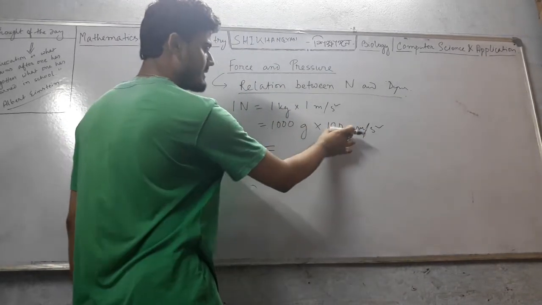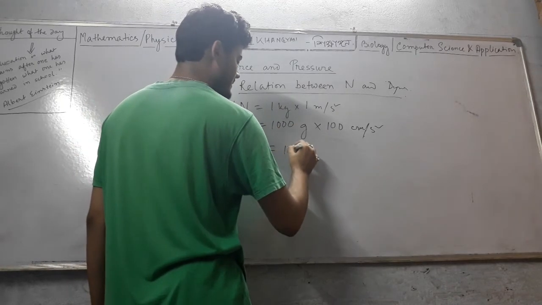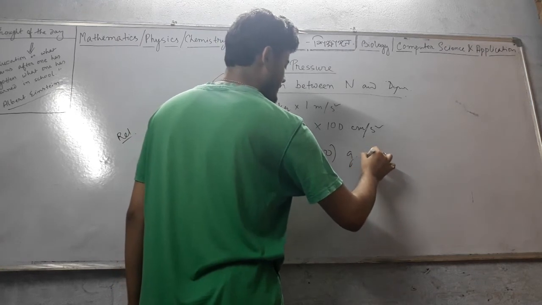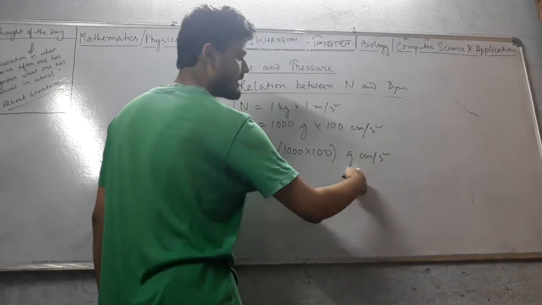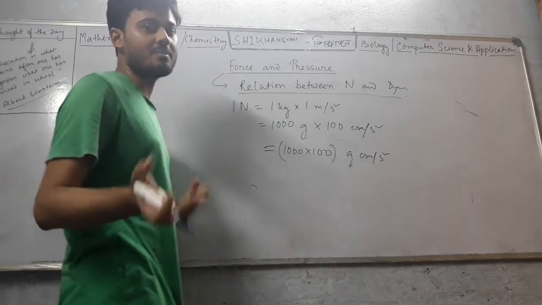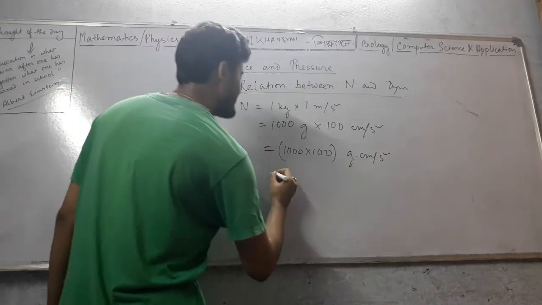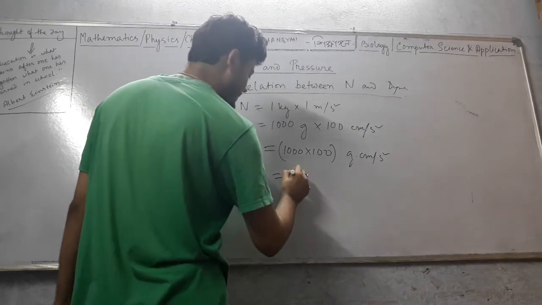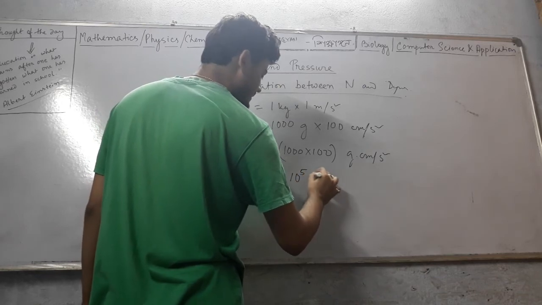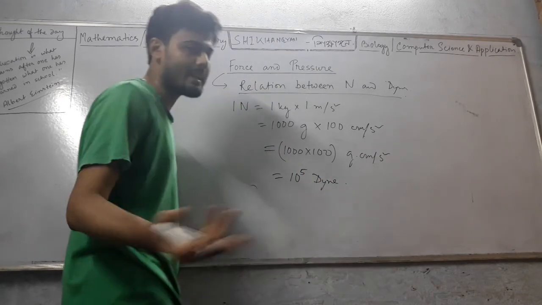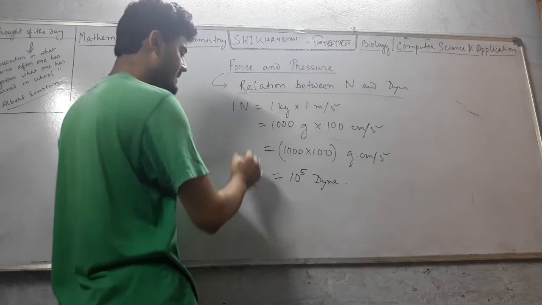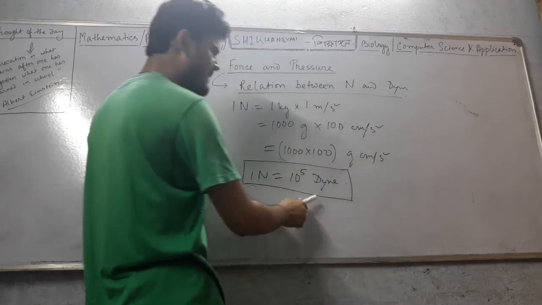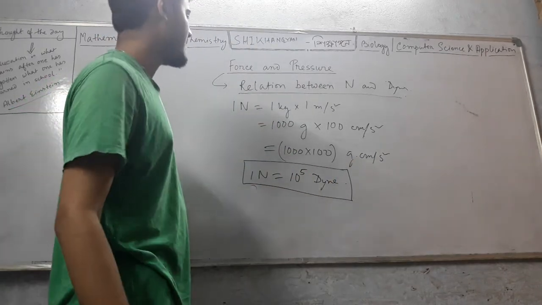Now just take this on one side. See, we have already got this term, gram centimeter per second square, that is equals to dyne. Okay, that means how much? 1 lakh dyne. That is, we can write 10 to the power 5 dyne, or 1 lakh dyne, you can simply say. Okay, this is the relation between Newton and dyne. Sometimes this also comes in your examination. So just write it.